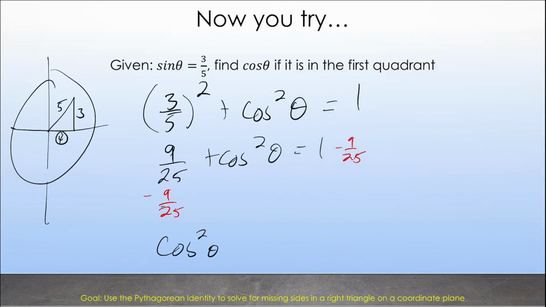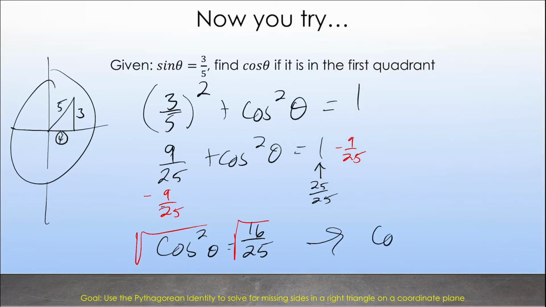We get cosine squared theta. Remember, I can rewrite this as 25 over 25. 25 minus 9 gives me 16 25ths. We take the square root of both sides, and we get cosine theta equals plus or minus 4/5. I know it needs to be on the positive side. It is for that adjacent side. And bam, there we go.